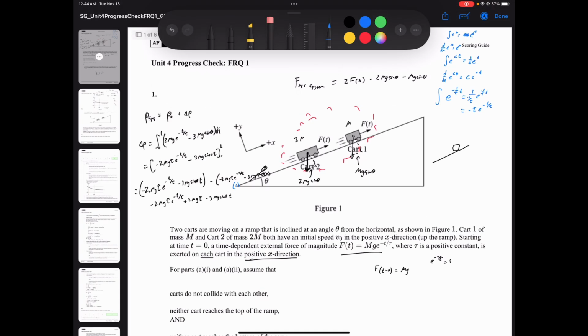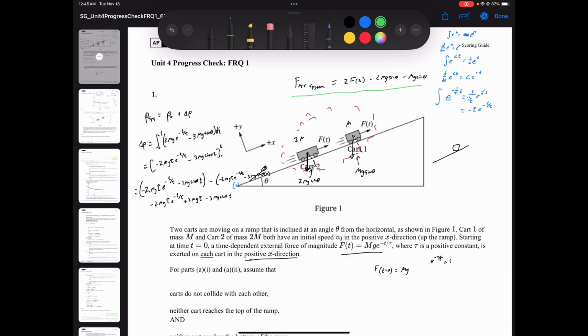And that's this expression over here, right? So the net force acting on the system is actually 2 times f of t, because I'm looking at the whole system here. I have 2m and m for cart 2 and cart 1 respectively. And there's an applied force on cart 1 and an applied force on cart 2, where that force is equal to mg times e to the negative t over tau. So I have 2 times that applied force. Then I have mg sine theta going against the system, or 2 mg sine theta for cart 2 and mg sine theta for cart 1. So this expression that I underlined in green, that's the net force acting on the system.